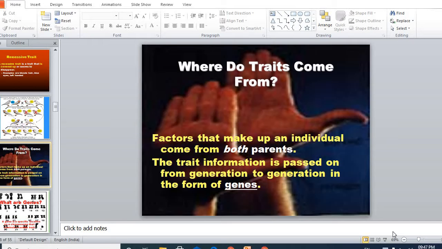Hi friends, good evening. So now I will explain to you where traits come from. After that, I will explain the remaining parts clearly here. See that factors that make up an individual come from both parents. The trait information is passed on.